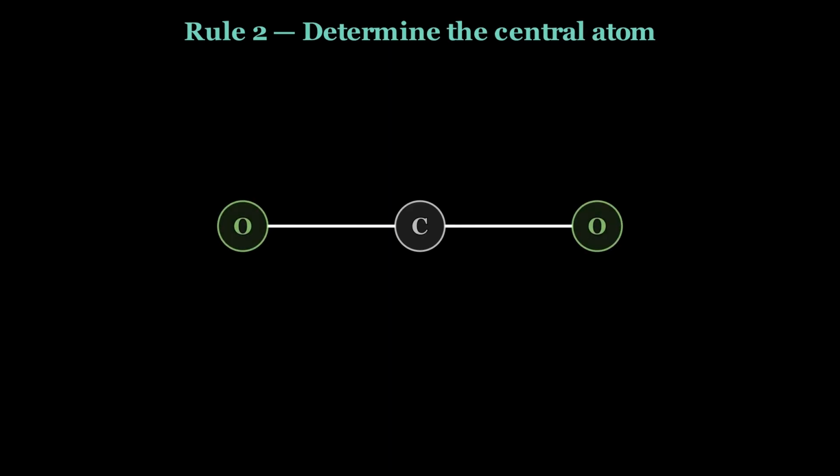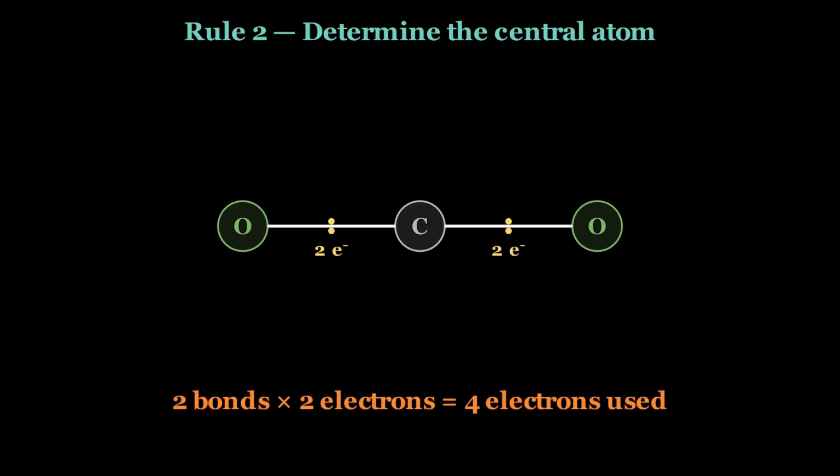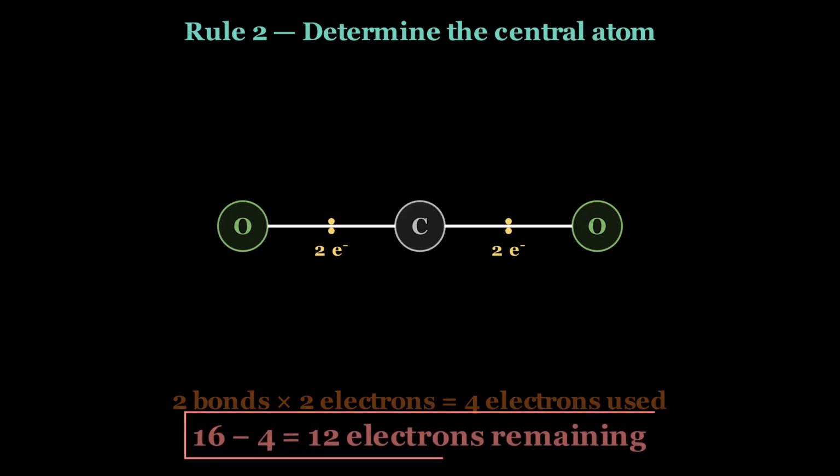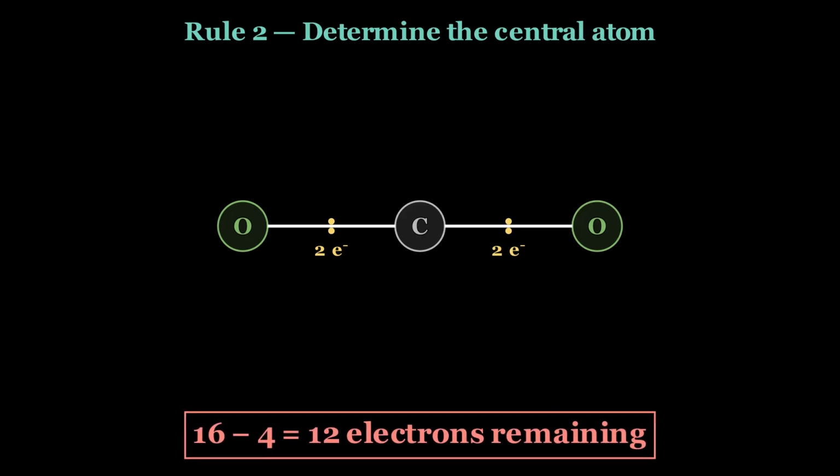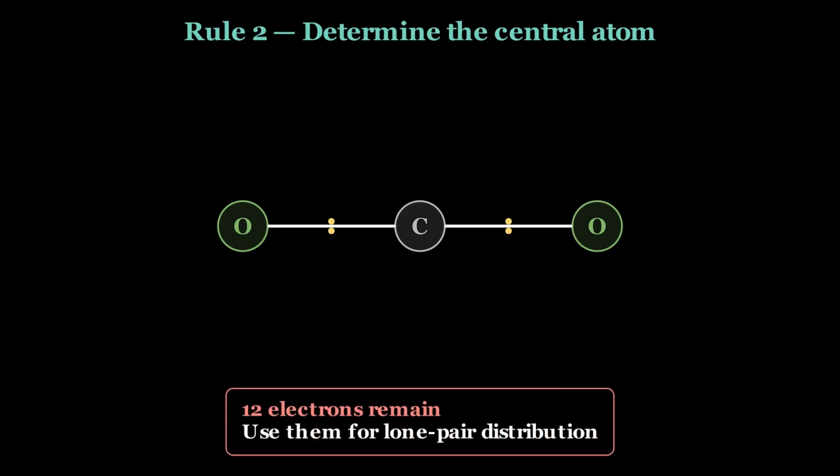Here there are 2 single bonds. Each bond contains 2 electrons. Therefore, 2 bonds times 2 electrons is 4 electrons. Here, we started with 16 electrons and we used 4 electrons. Hence, the number of remaining electrons is 16 minus 4, which is 12 electrons. So now we have 12 electrons, which we have to distribute as lone pairs in this molecule.